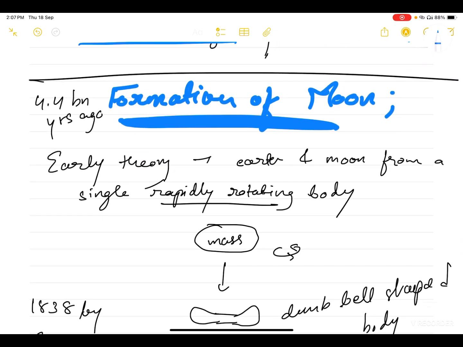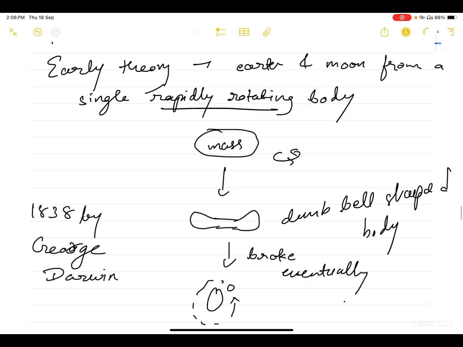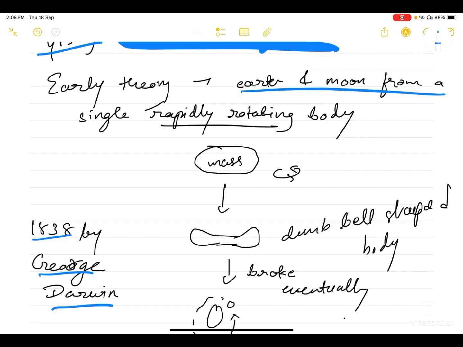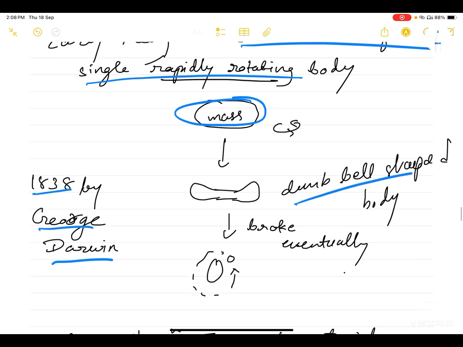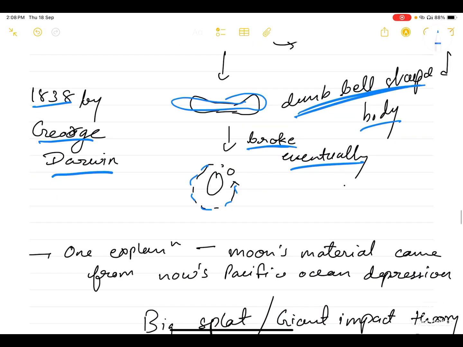The formation of the moon is suggested to have happened somewhere around 4.4 billion years ago. The early theory, as I said, was given by Sir George Darwin in 1838, who suggested that Earth and moon formed from a single rapidly rotating body, that is a mass that was rotating. Eventually, it started rotating faster and formed a dumbbell-shaped body, and eventually a part of it, a mass of it, broke off, and it started rotating around the Earth, the main mass, and hence formed the moon.